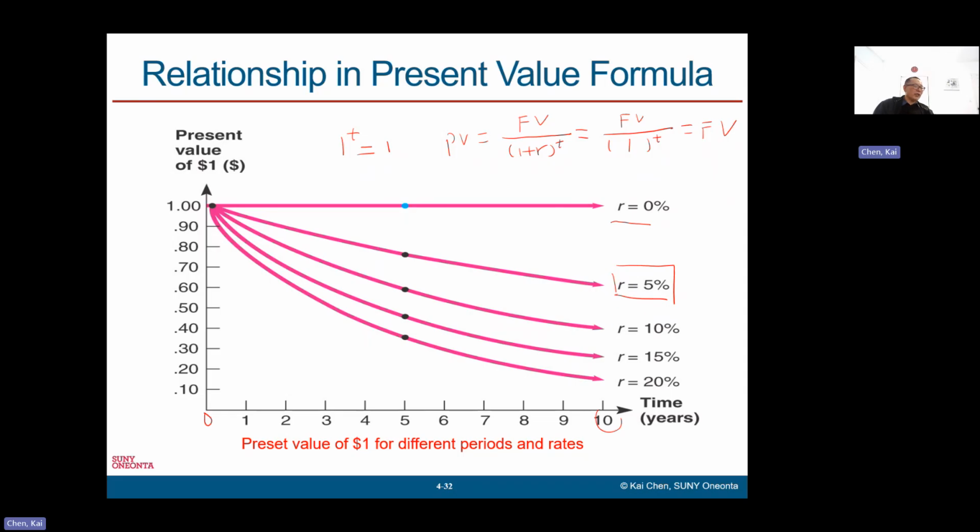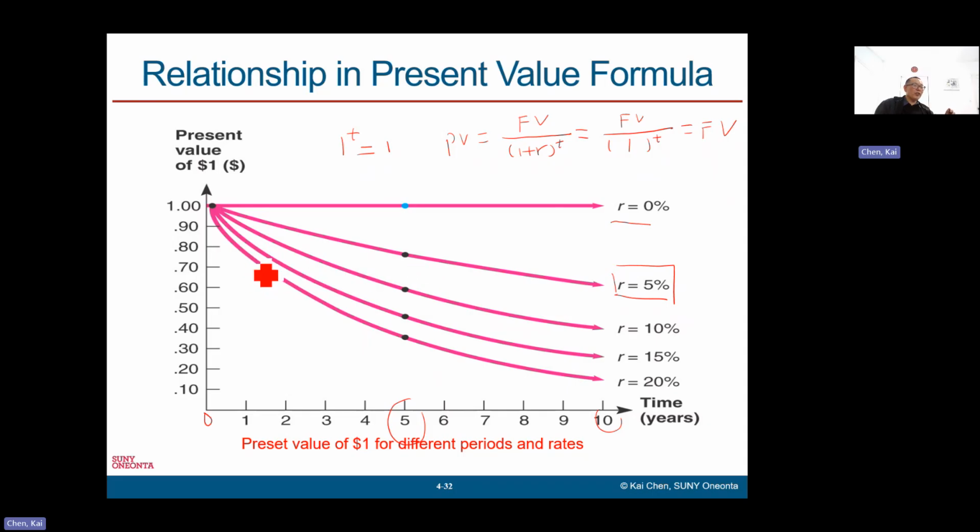Right now, let's say we are going to hold an investment for 5 years. At the end of the 5 years, you're going to receive $1. Okay, now we can see, if the interest rate is 0, how many dollars do you have to invest today? That is $1. If the interest rate is 5%, how many dollars do you have to invest at the beginning? At this level, approximately 80 cents.